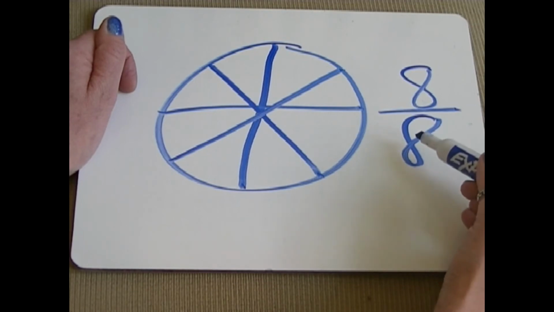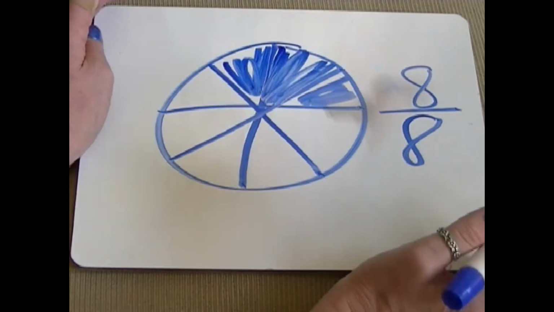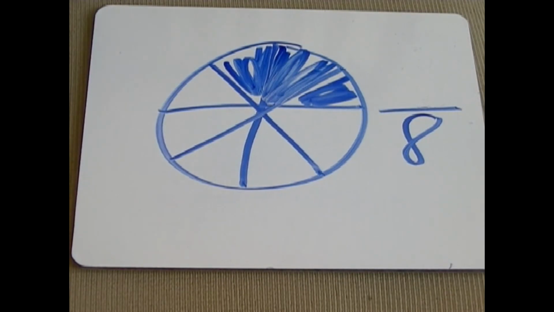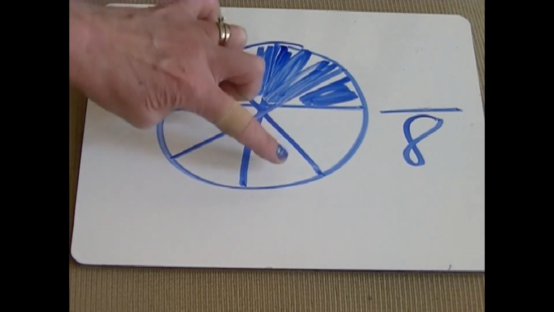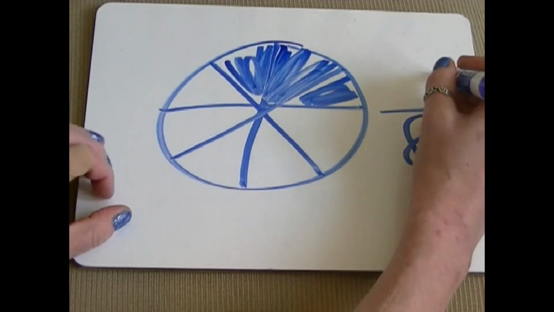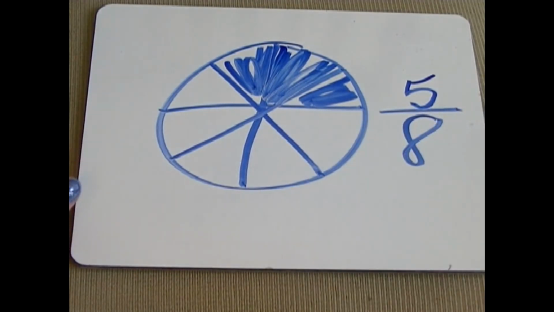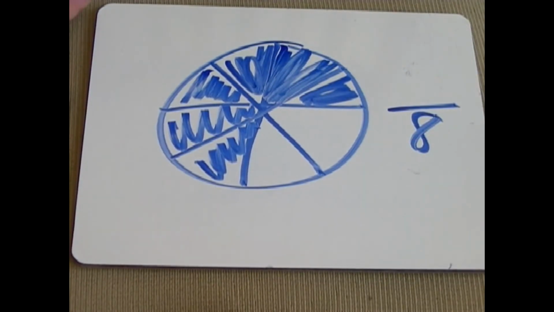Now, let's see what happens when some get eaten. Okay, well, some of our pizza has been eaten by our friends, and so now we need to figure out what fraction of the pizza is left. Now, this is tricky. I didn't say how much has been eaten. I said how much is left. So let's count the remaining pieces and see what number is going to go on top of our fraction in our numerator position. 1, 2, 3, 4, 5. Aha! 5/8 of the pizza is left. Very good.